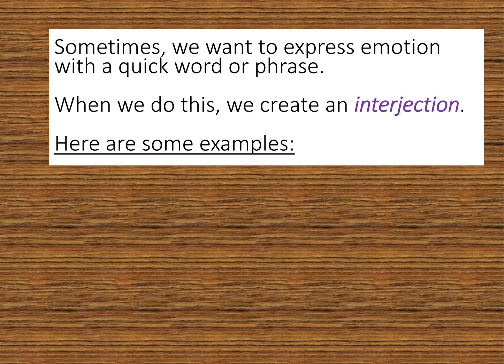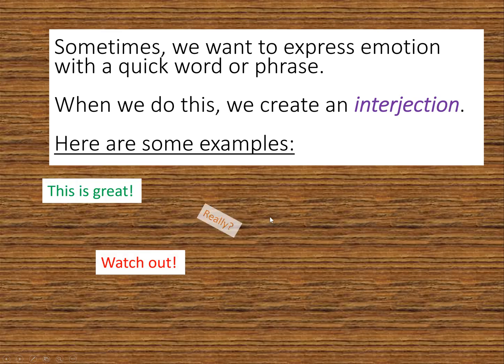Sometimes we want to express emotion with a quick word or phrase. So I haven't talked about this part of speech yet. So when we express emotion like this, we create an interjection. So let me share some examples of interjections now. This is great, or watch out. Really?